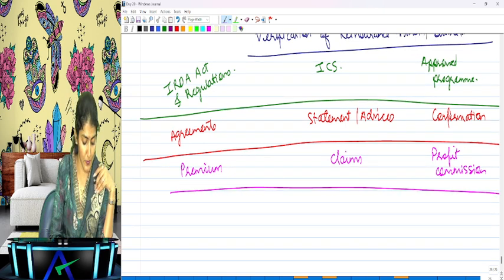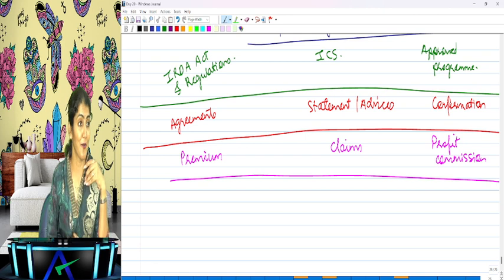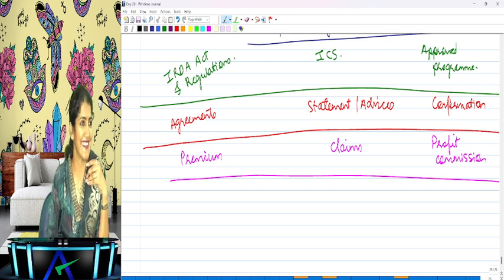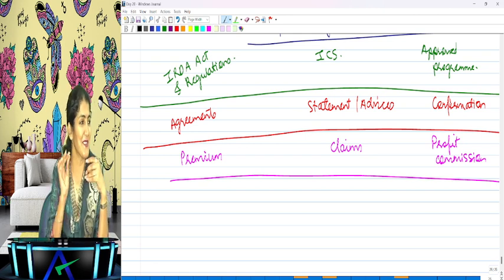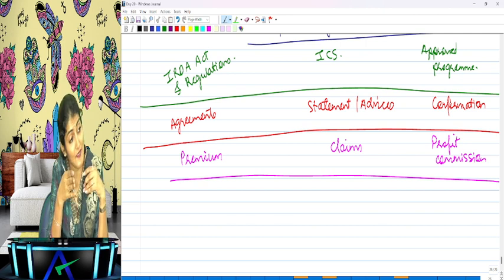Can reinsurance be provided by a foreign insurance company? Foreign insurance company, can they provide the reinsurance business? They can only provide reinsurance business through a branch established in India. Are you understanding that?